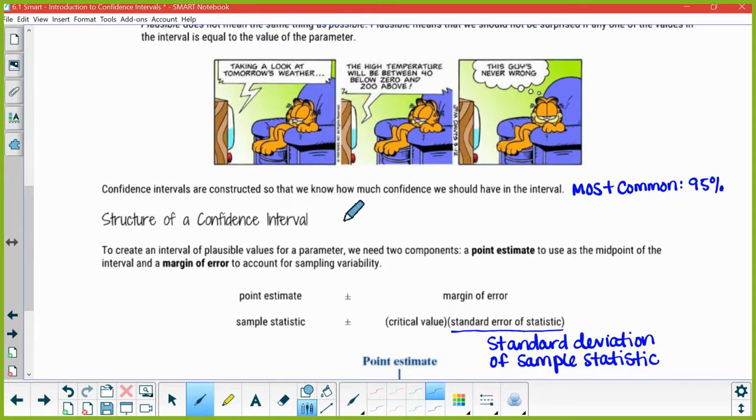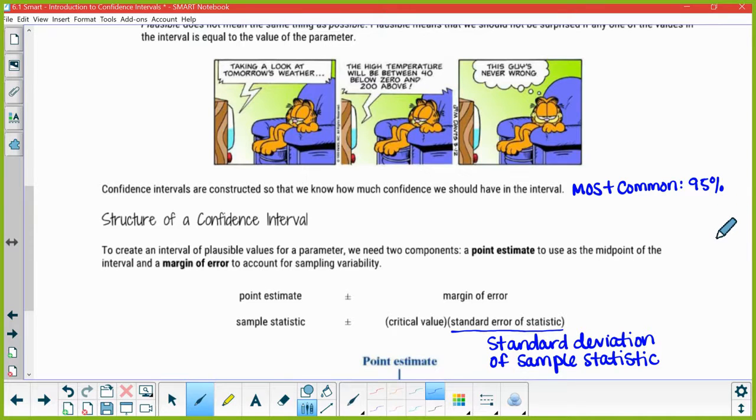They're constructed so that we know how much confidence we should have in the interval. It's a big process. Again, we get into the actual calculation of it on Friday. The most common confidence level you will encounter is 95%.